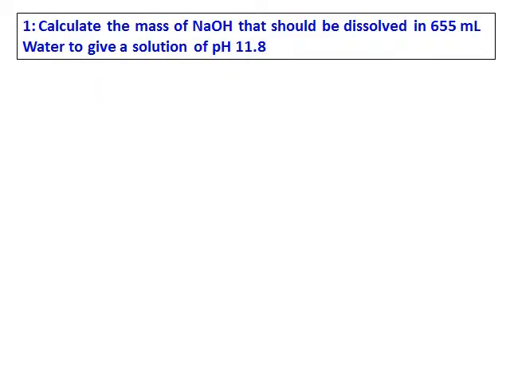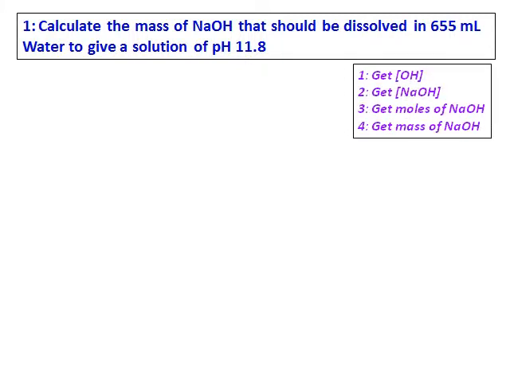Calculate the mass of sodium hydroxide that should be dissolved in 655 milliliter of water to give a solution of pH 11.8. So the steps involved in doing this question is, first get the concentration of hydroxide ion from the pH given. Then get the concentration of sodium hydroxide. Once you get the concentration of sodium hydroxide, we can easily get the moles of sodium hydroxide because the volume is given, and from the moles get the mass. So these are the steps which you are going to follow for this question.